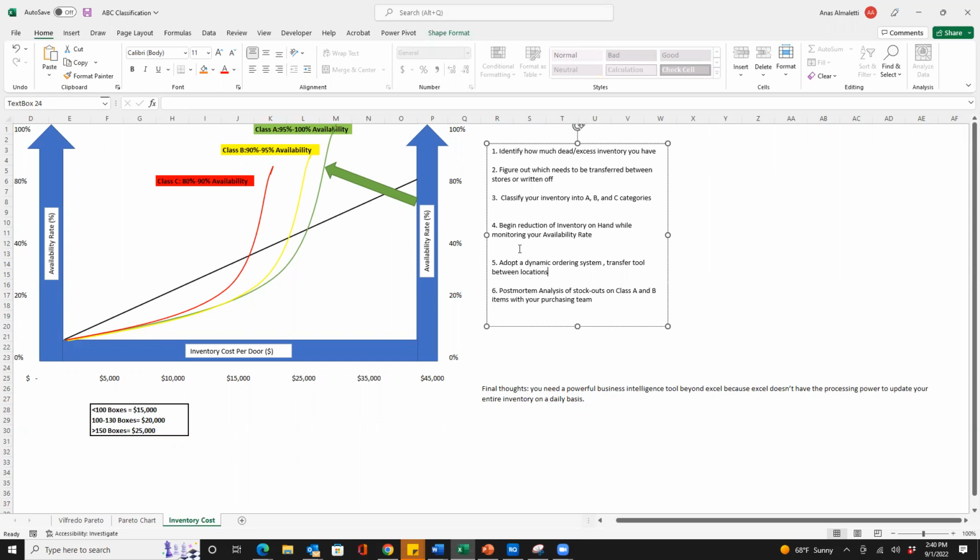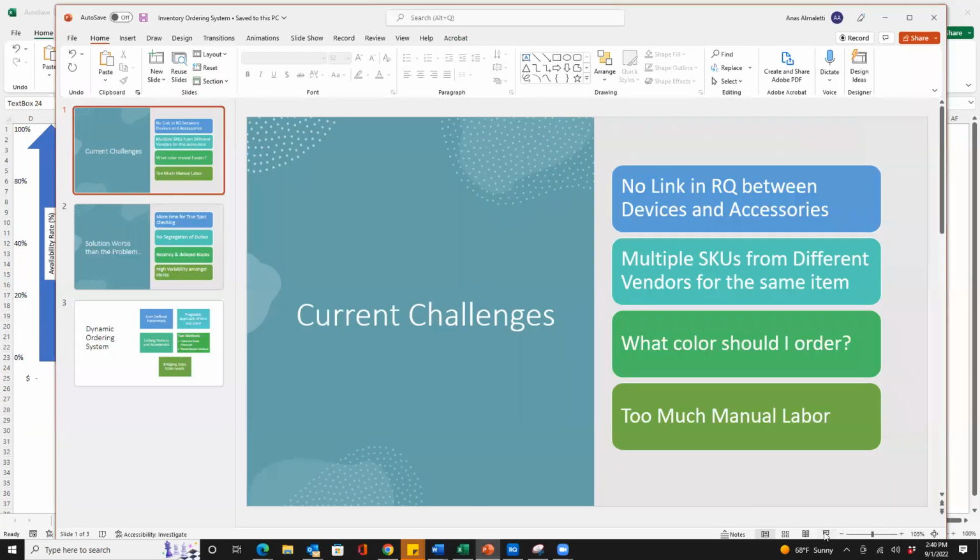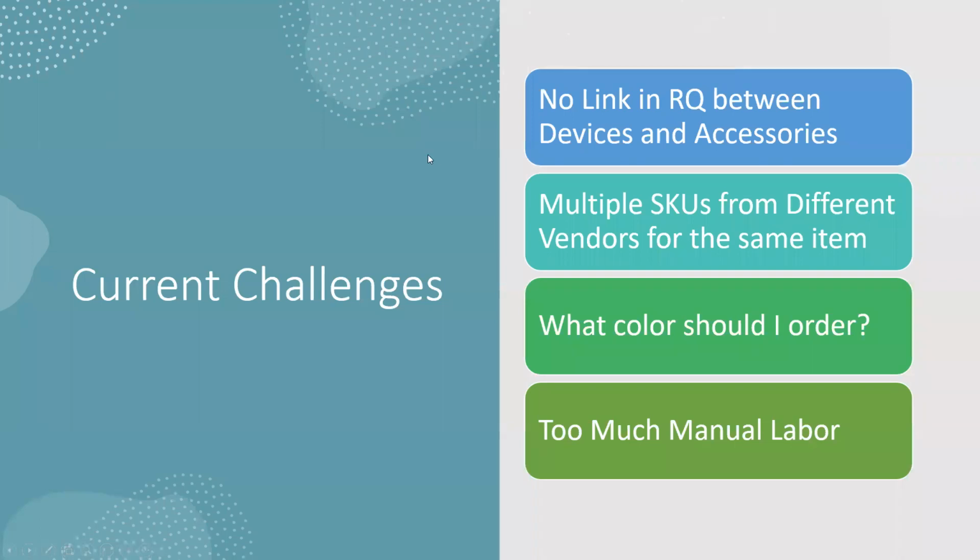So what is a dynamic ordering system when it comes to accessories? If you're a wireless multi-retailer, your challenge largely comes from accessories. It is not from devices. Accessories are the biggest challenge, and they are challenging for a lot of reasons, but mainly these are the challenges that I see facing our wireless retailers, in particular when it comes to accessory forecasting.